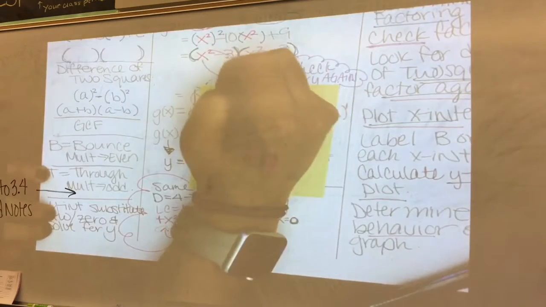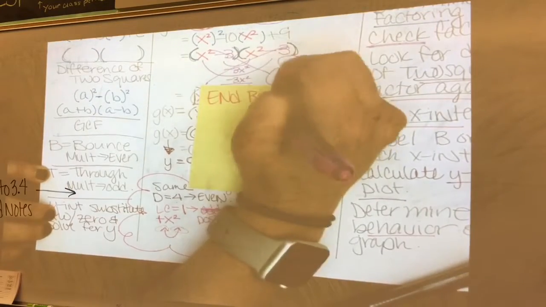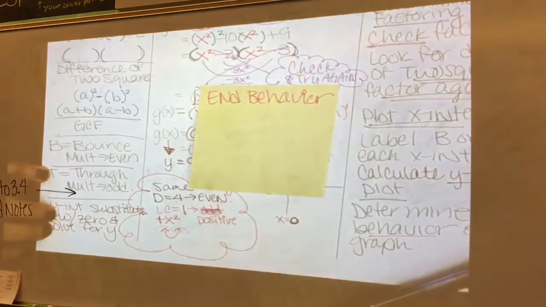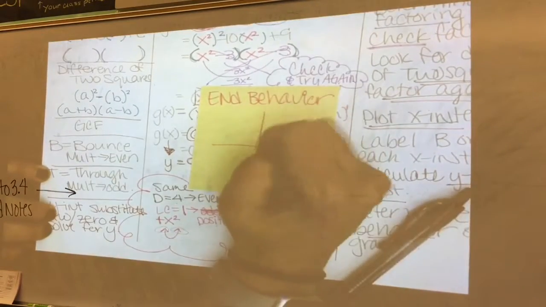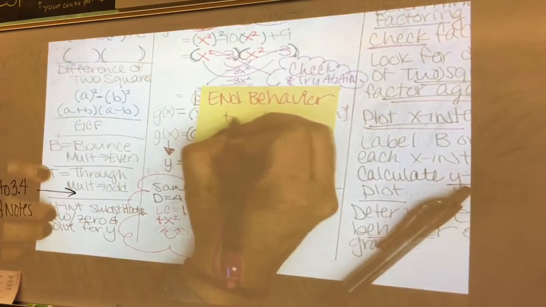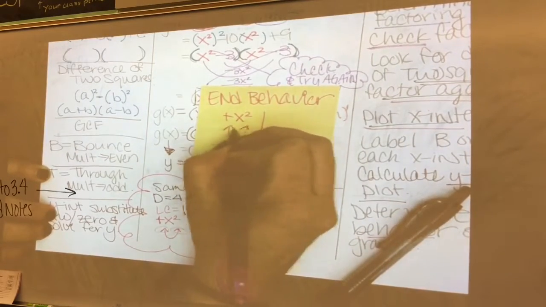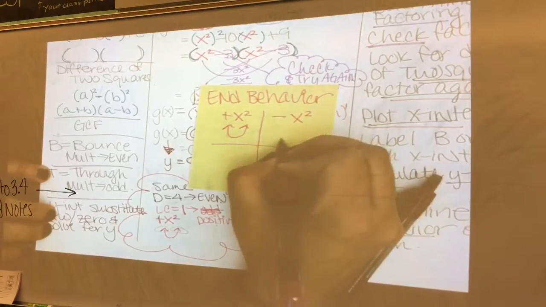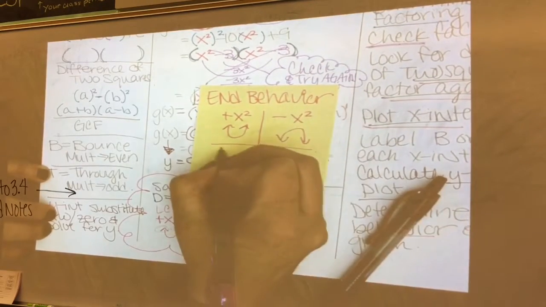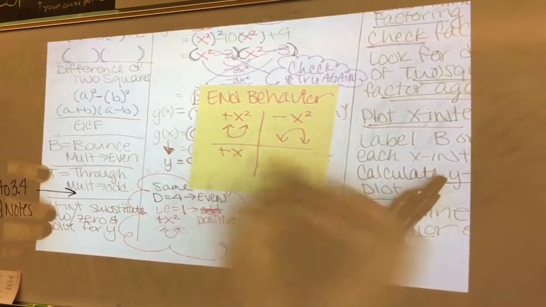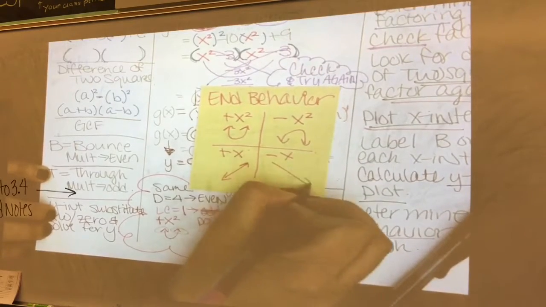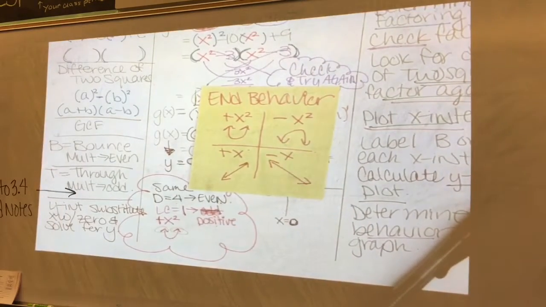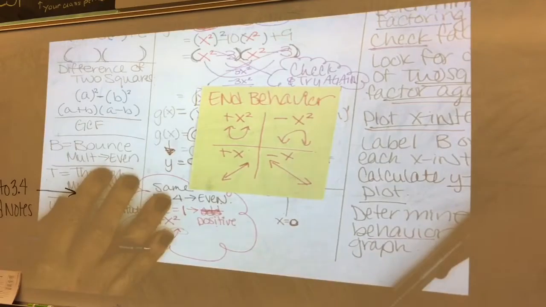Okay, so end behavior. And I liked that table thing that we did before. So I like this one where I have positive x squared is this way. Negative x squared is that way. Positive linear or odd power goes that way, and negative goes this way. For me, I'm very visual, so if I think of the basic pictures, that helps me the most. So for me, that's all I need.